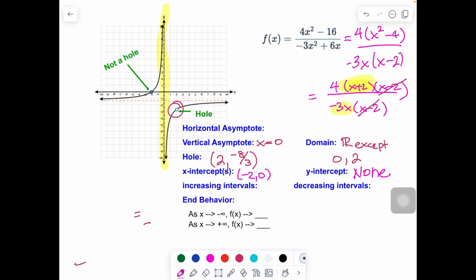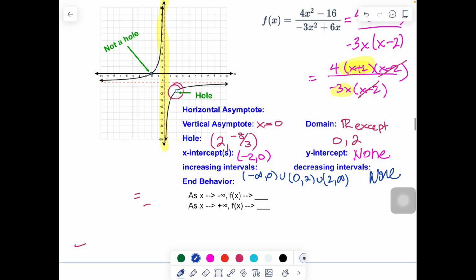Increasing intervals. Once again, there's nowhere it decreases. It's always increasing, but we do have a couple of breaks. So once again, I'm going to go ahead and say increasing intervals are -infinity to 0, union 0 to 2, union 2 to infinity, and the decreasing intervals are none.